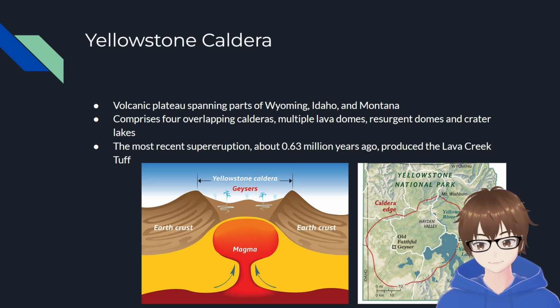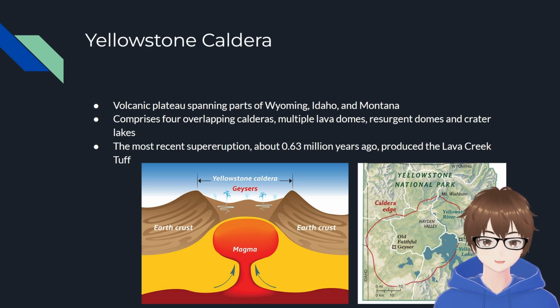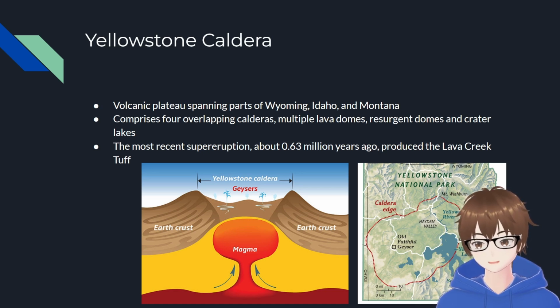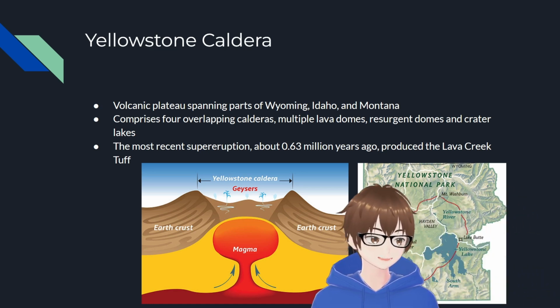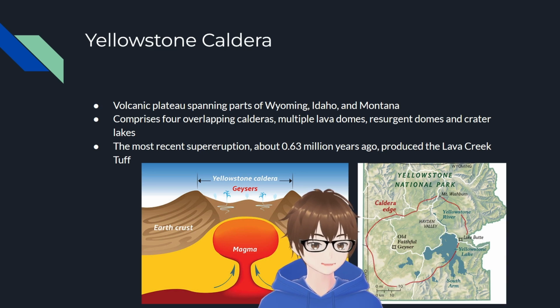And the most recent super eruption was about 0.63 million years ago, so it's been a while, and produced the Lava Creek Tuff. And we can see there a picture of what the magma and the Earth's crust, geysers, and stuff like that. Then we have a picture here of the Yellowstone National Park, which shows the caldera's edge. And that takes up a huge area. So yeah, it'd be very bad if any supervolcanoes go off, just because of how large they are.